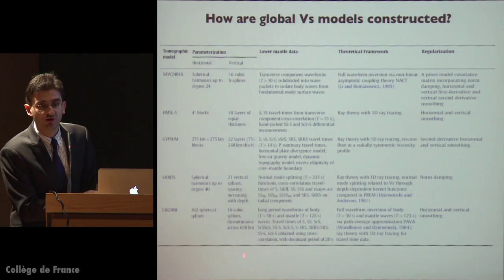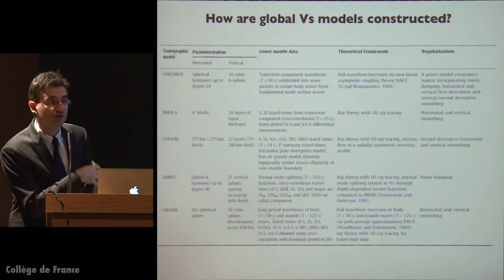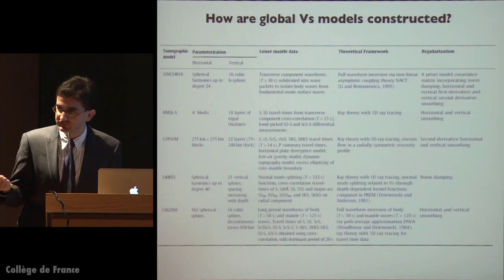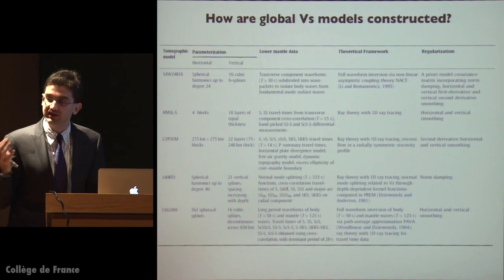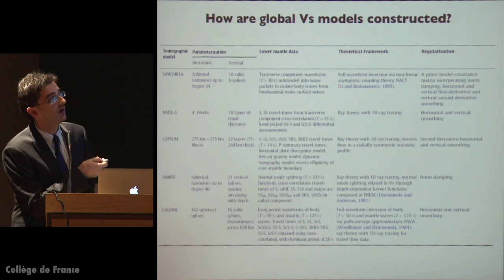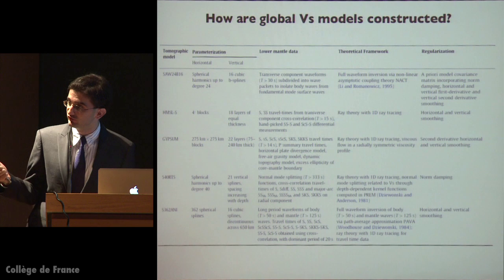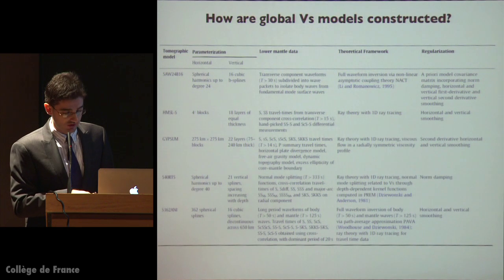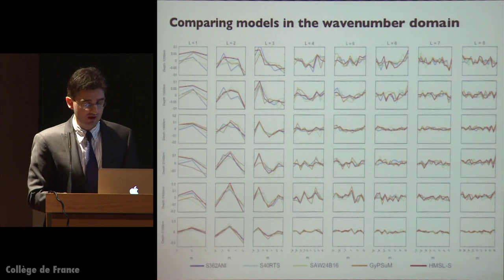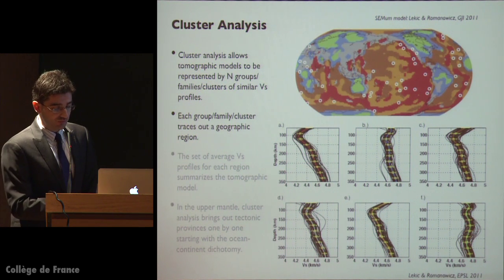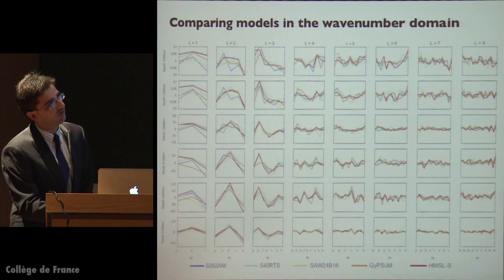They are parameterized differently in depth. They have different sets of data. Some use only travel time data, some use surface wave data, some use full waveforms, some use a combination of the two. There are differences in the theoretical framework which might be very important. And finally, there are differences in how the models are smoothed, whether you are using norm damping, first derivative smoothing, second derivative smoothing, and so on and so forth. So, let's just skip that.